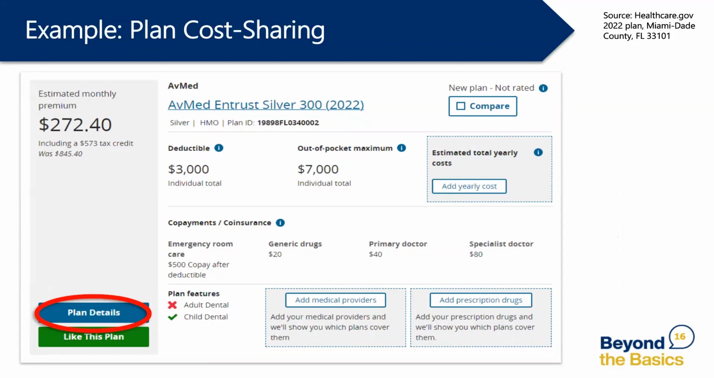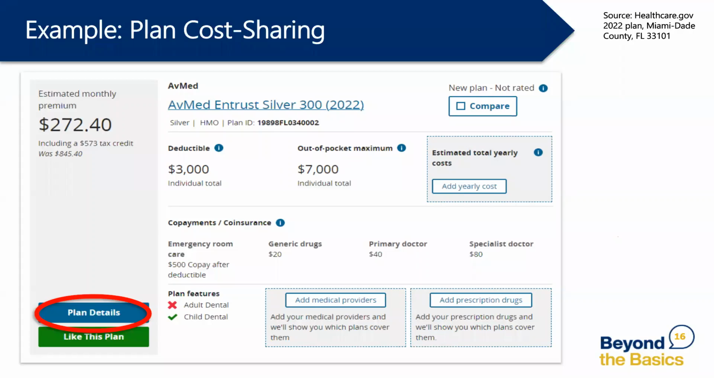So in the case of generic drugs and primary doctor and specialist doctor, the deductible does not apply according to this. Those are just copayment amounts that are apart from the deductible. And then you can see that the emergency room care is going to cost first the deductible, because it does apply to that, and then a $500 copay. And to dig in a little bit more deeply on plan details, you would go to this little button in the red circle that says plan details. And we'll talk a little bit more about what you'll find there in a moment.